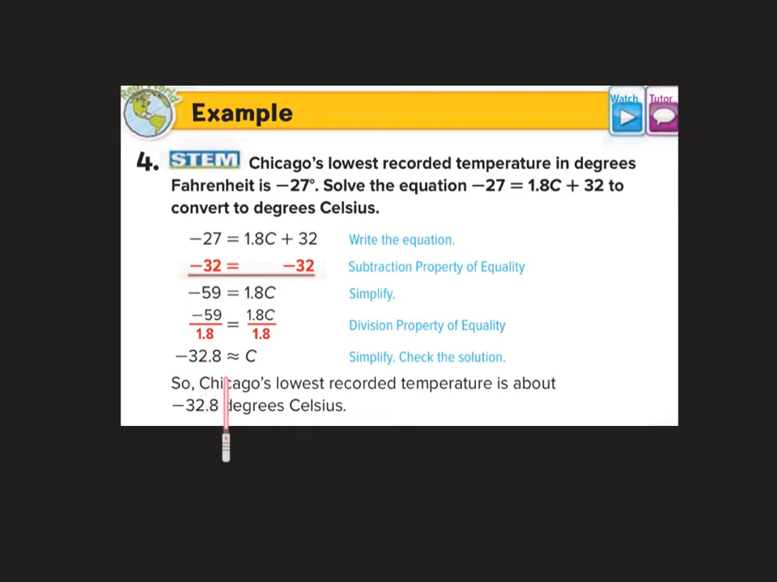And my final answer is C is approximately negative 32.8. I'd use the approximately sign because I'm sure this is a longer decimal that we've truncated down to 32.8. So Chicago's lowest recorded temperature is about negative 32.8 degrees Celsius.